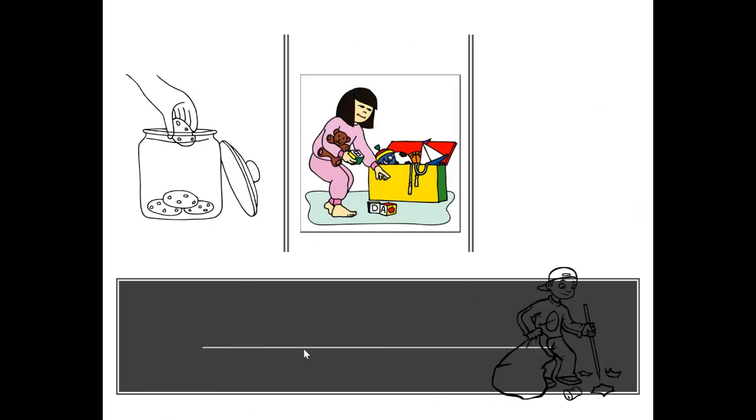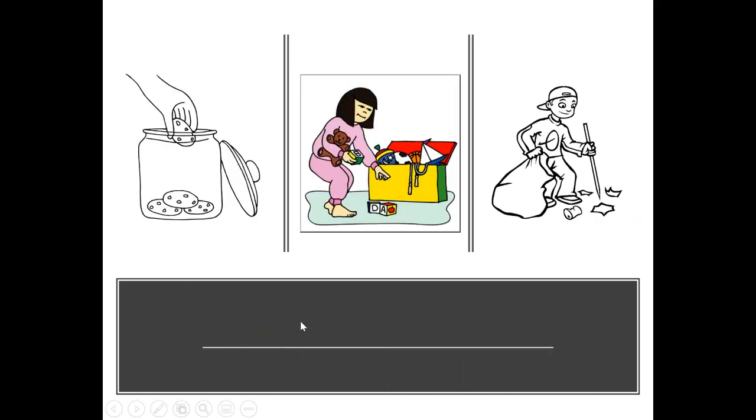Next group of pictures. What do you notice or see? I notice. Well, I noticed that this person is taking or picking up a cookie. This girl is cleaning up, and this boy is picking up trash. So, how are all these the same or similar?